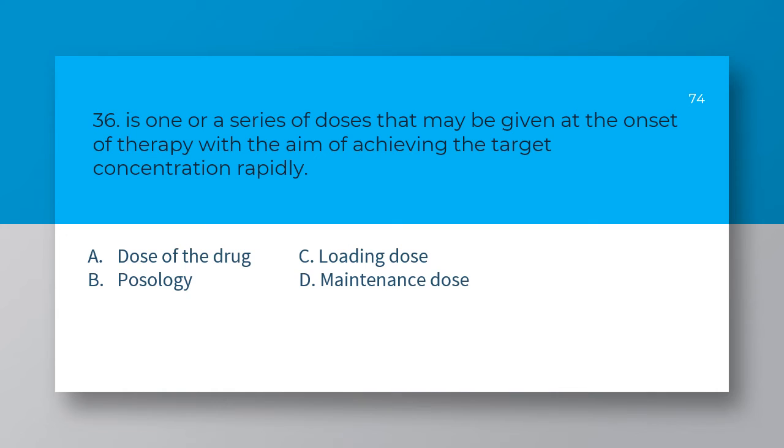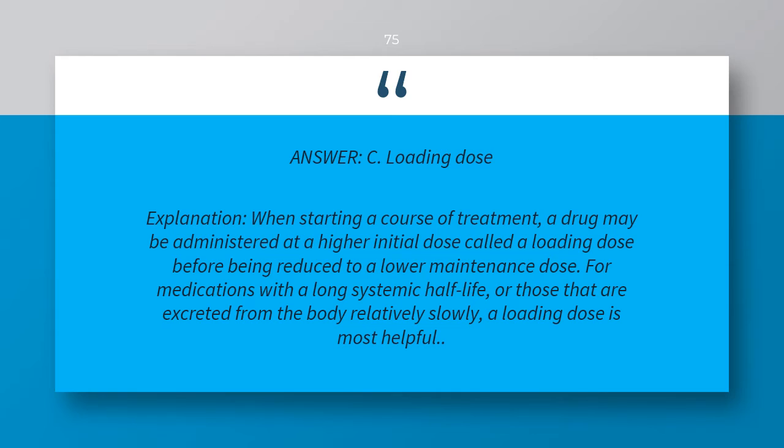Number 36 is one or a series of doses that may be given at the onset of therapy with the aim of achieving the target concentration rapidly. Answer is C. Loading dose. When starting a course of treatment, a drug may be administered at a higher initial dose called a loading dose before being reduced to a lower maintenance dose. For medications with long systemic half-life or those that are excreted from the body relatively slowly, a loading dose is most helpful.